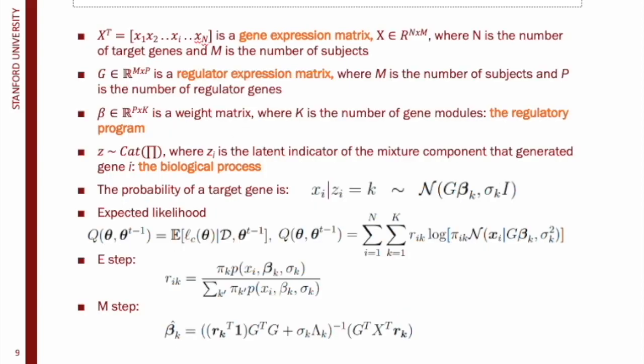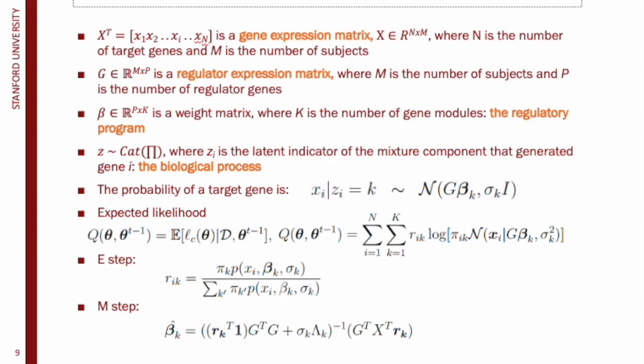So we develop an expectation maximization algorithm to obtain a maximum a posteriori estimate of the model parameters. Here, X is a matrix of gene expression that contains target genes. G is a matrix of gene expression that contains regulator genes, with the same number of samples but a smaller number of genes. Our objective is to learn beta, which is a weight matrix or regulatory program. It links the regulator genes to modules of target genes. K is the number of modules.